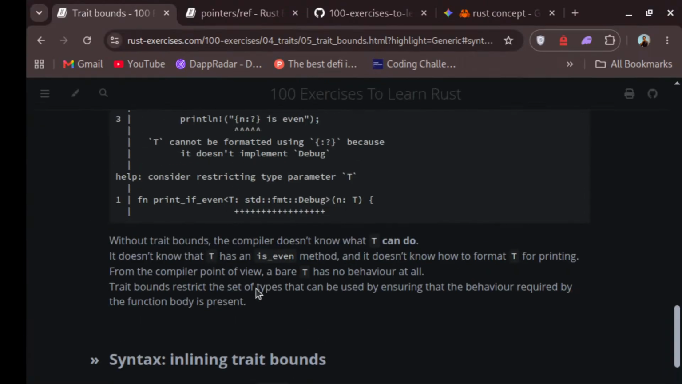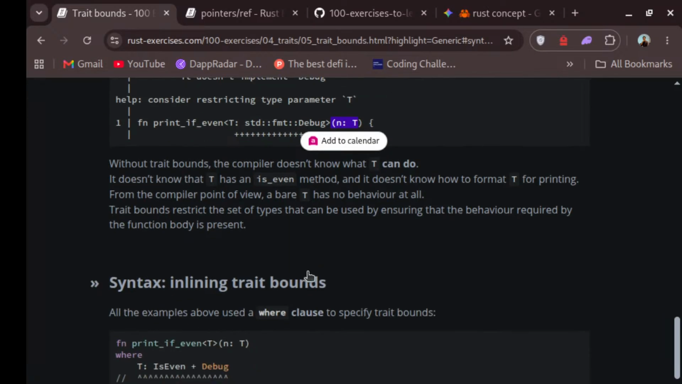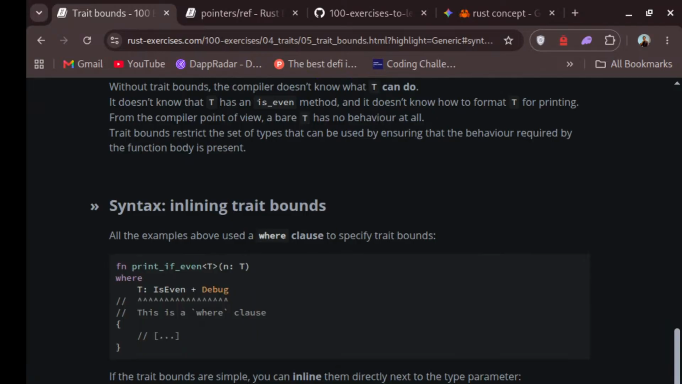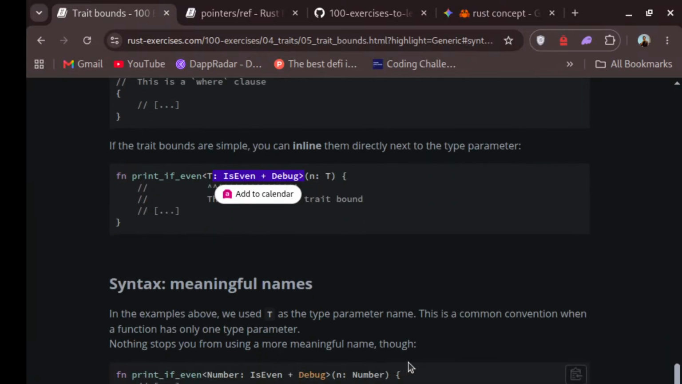So they give two syntax. One is I can directly pass in the function, or I can use the parameter inline, like that.